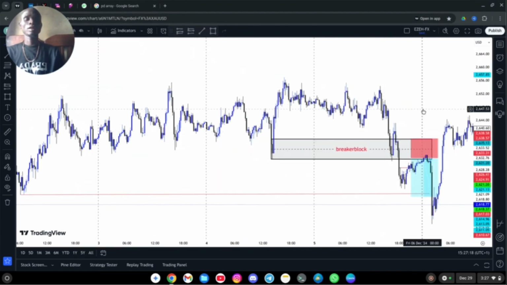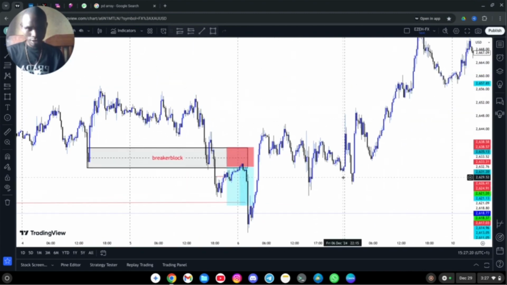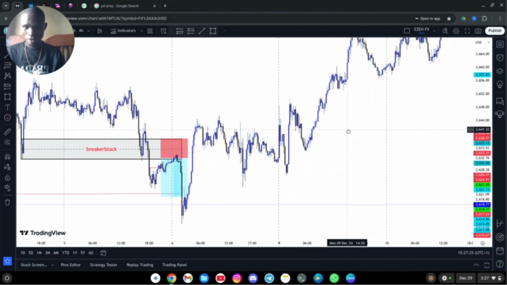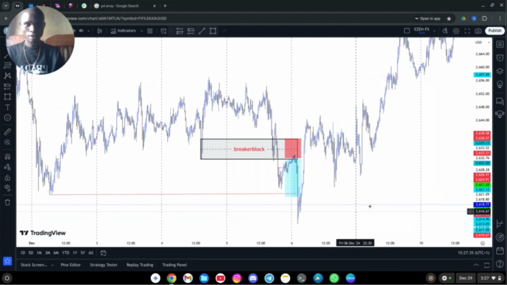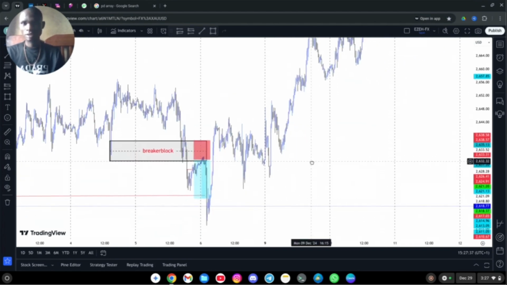So let's see, is there another example for this breaker? Let me see. I can't call this a valid OB. No, this is not a valid OB. I can't call that a valid OB. Let's see.